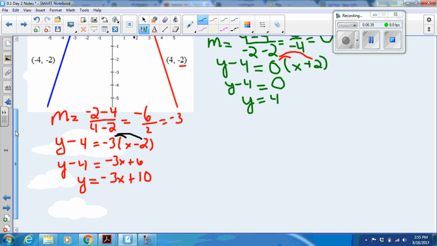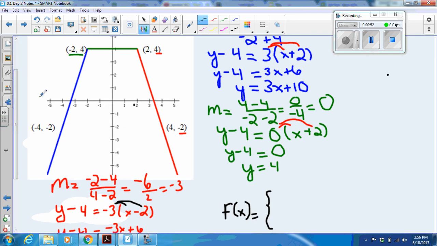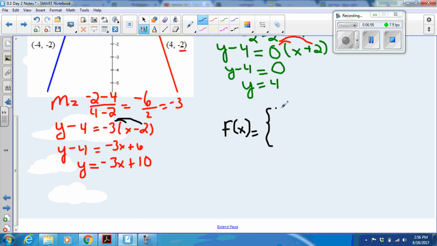Now writing our piecewise function, remember we need to start with f of x, okay? We set it equal to, and then we use the curly brace. Don't use brackets, don't use parentheses. That would be considered incorrect. So let's write our first equation that we got, the 3x plus 10. So we're going to write that one first. The next one was just y equals 4, so we just put the number 4. And then our very last one was negative 3x plus 10. And the commas, because we're going to figure out our restrictions.